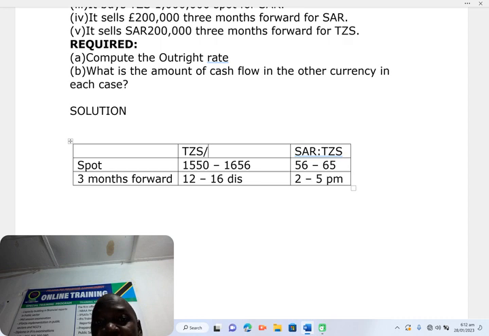TZS stroke pound 1. So pound is a trading currency. As I said, if you see a colon, you must be very much aware where is a trading currency. The same way, I'm now changing it. This is Tanzania shillings stroke South African rand. One. This is our way.